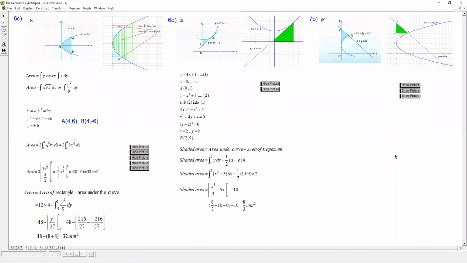Okay. Any more question? No question, then I continue with the last example. Okay. Continue with the last example.